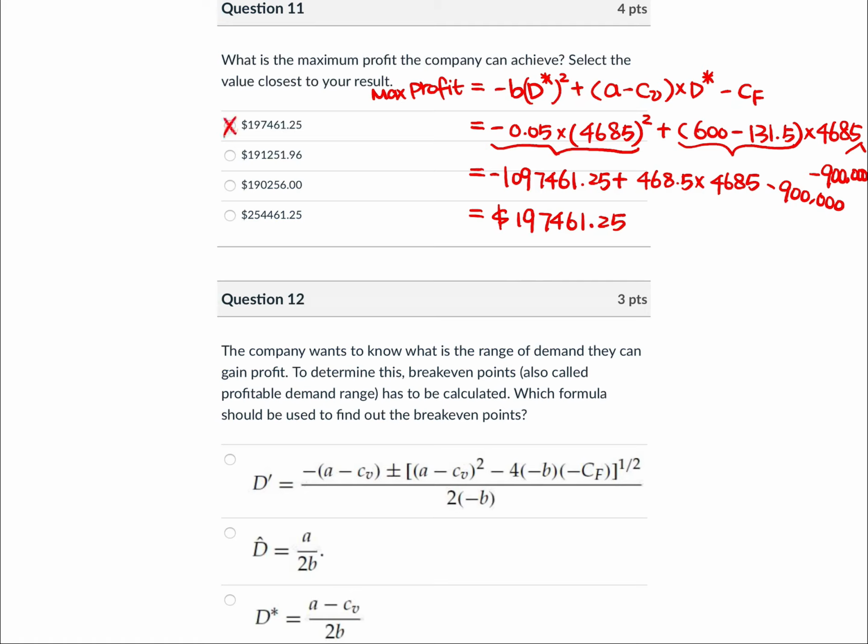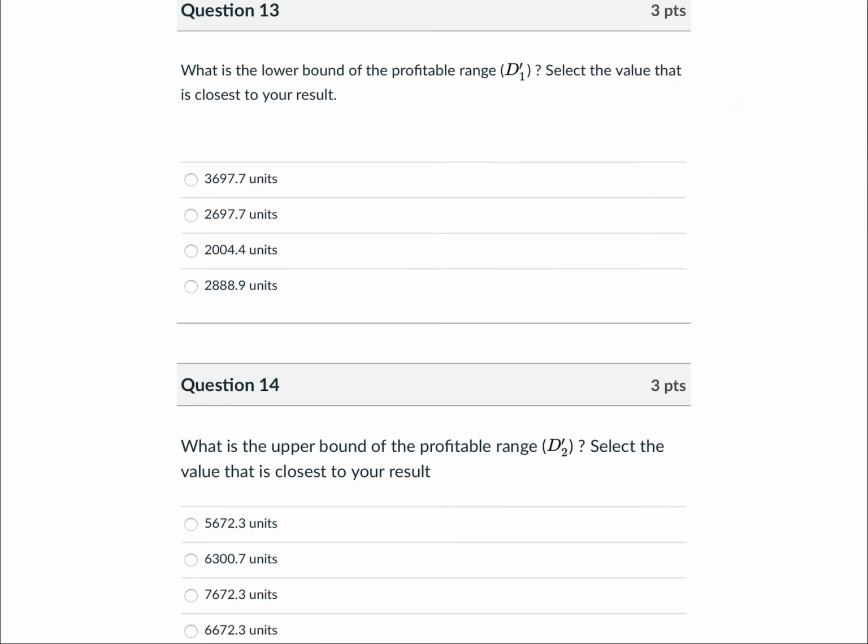Okay. And next question, the company wants to know what is the range of the demand they can gain profit. So break-even points. You want to calculate your break-even points. So this is going to be the equation, a long one. And now, what is the lower bound? What is the upper bound? So what is D1 prime? What is D2 prime? That's the question. And the tricky part is not about the equation, it's about how you calculate it.